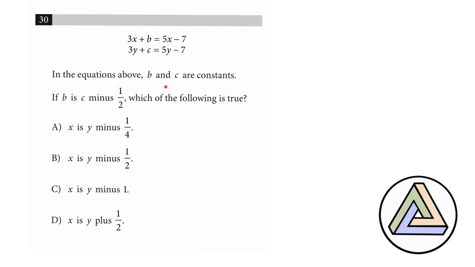Okay, and the equations above, B and C are constants. If B is C minus 1/2. All right, so as soon as they say that, I'm just like, all right, B equals C minus 1/2. All right, which of the following must be true? X is Y. All right, well, let's see. X equals Y minus 1/4.